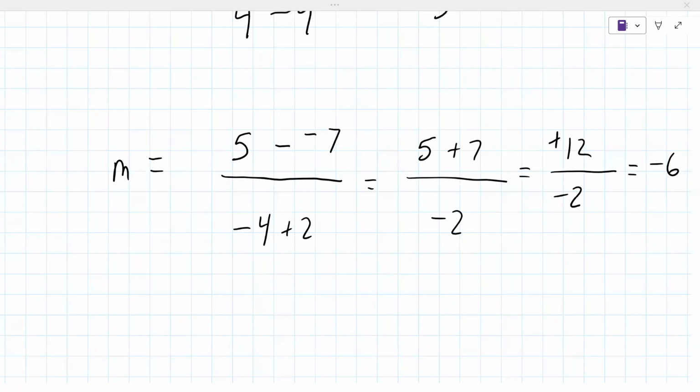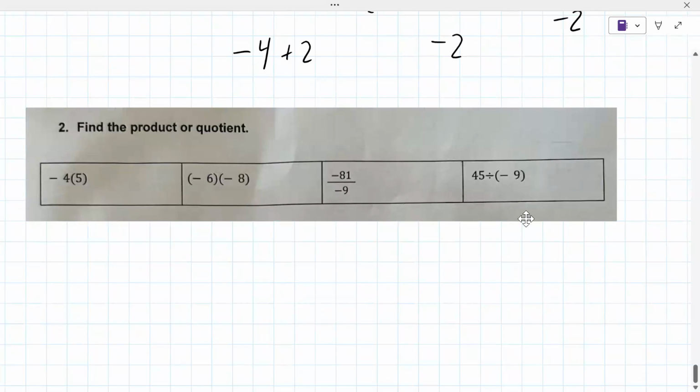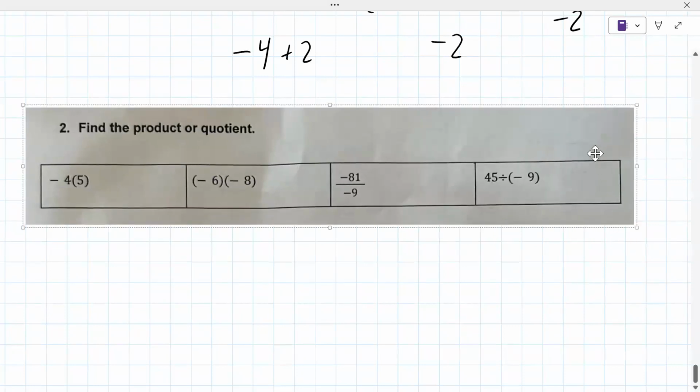All right, here's something else to try. We're just working on signs of numbers. Just a quick review on that. Could you give me the answers to each of these, please?